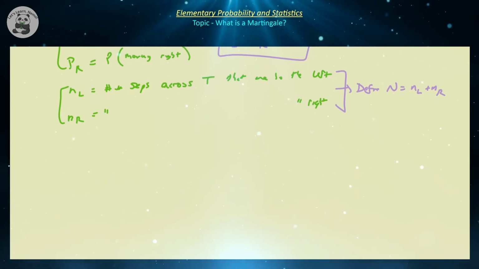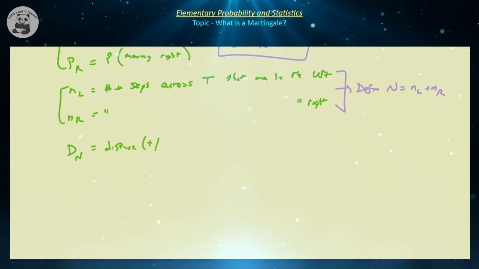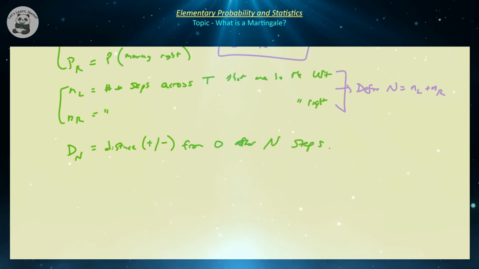In addition, we will define another metric that's also very important to model, and that's where we are on our axis, which we're going to define as the distance or position we are after n steps. So we're going to define dn to be equal to the distance, either positive or negative, from 0 after capital N steps. Now, with just the things that I have defined up to this point, I want you to pause this video maybe and see if you can define dn in terms of one or more of the variables that I have already mentioned.